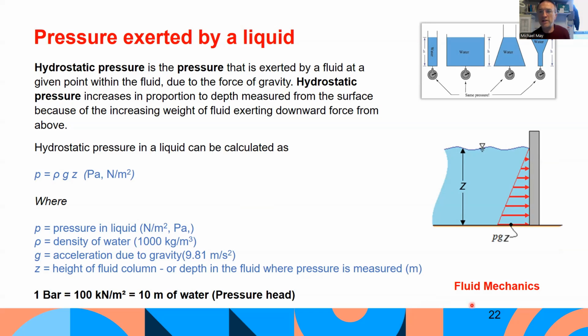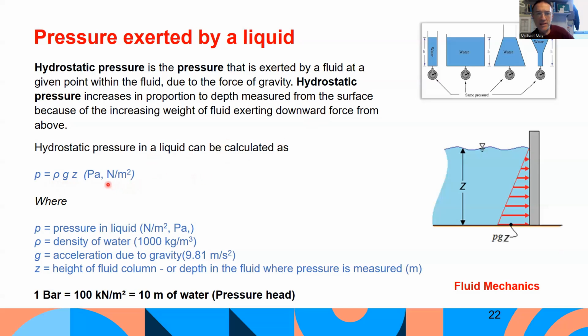It's the reason why dams are thicker at the base than they are at the top, to withstand those hydrostatic pressure forces. And we calculate it by multiplying the density of the fluid by the acceleration due to gravity by z, which is the distance down to the point that we're measuring.